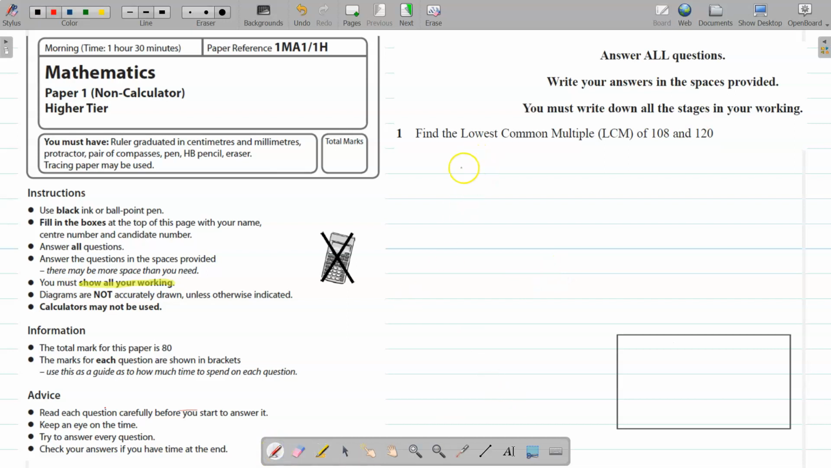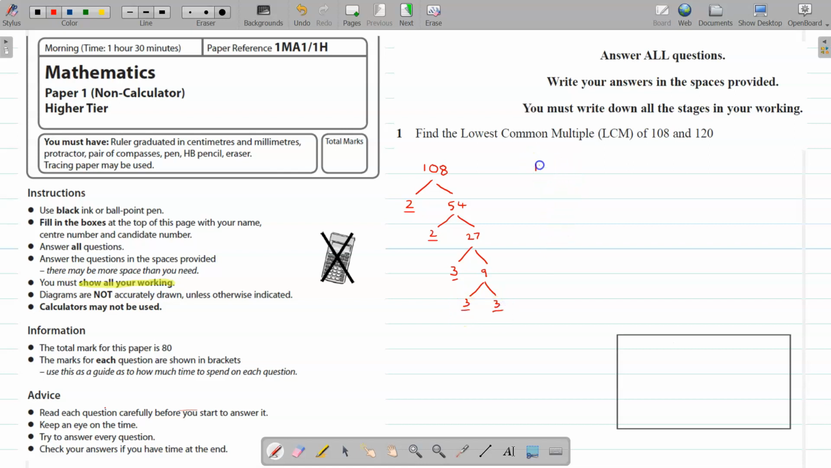Okay, question 1. Find the lowest common multiple of these two numbers. So we start with the 108 and we do a factor tree. Okay, so we split it into prime factors: 2 and 54. Stop when we get to a prime number. 2 is another prime number, and 27. Okay, 27 goes to 3 and 9, which then goes to 3 and 3 here. Easy to do.